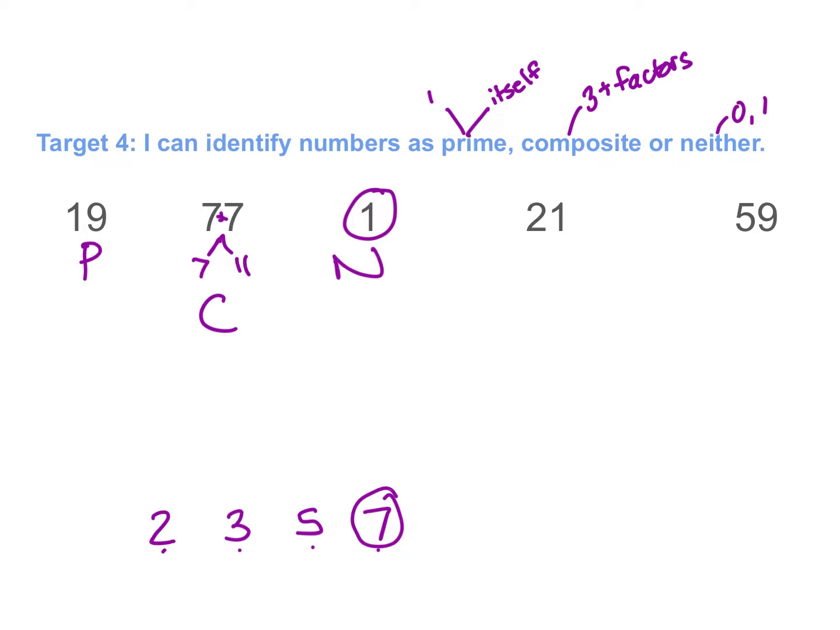Going over to 21, I can start small and say, can I divide it by 2? Well, I'm looking to see if it's even, and it's not. Can I divide it by 3? Go down that 3's list, and 21 is on there. 3 times 7 equals 21, so that will be composite. And 59, I'd go down my 2's list, check all the multiples of 2. If 59's not on there, go down the 3's, go down the 5's, go down the 7, and you will find that this is going to be a prime number as well.